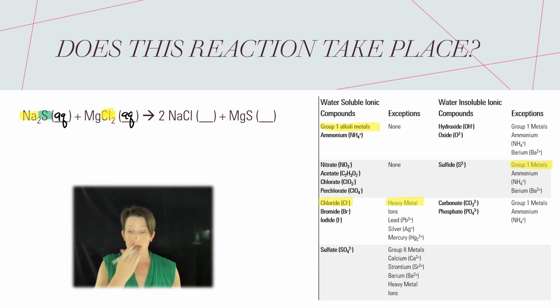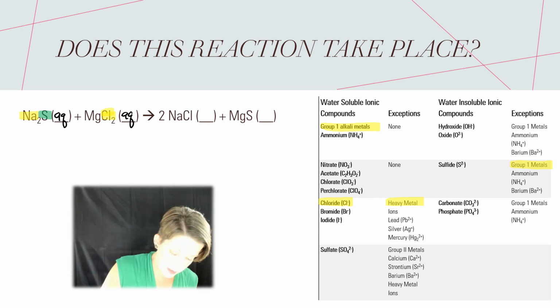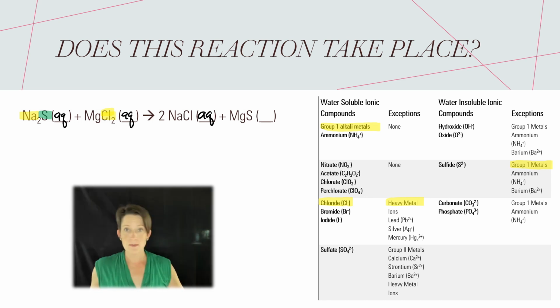These two have to be soluble in order for a metathesis reaction to occur. So you should always have aqueous reactants. It's what is happening in the products. Going to sodium and chlorine, sodium is always soluble no matter what. Chlorine is soluble unless with a heavy metal. Sodium's not a heavy metal, so that stayed aqueous. Magnesium's not on the chart, so we need to look at the sulfide.